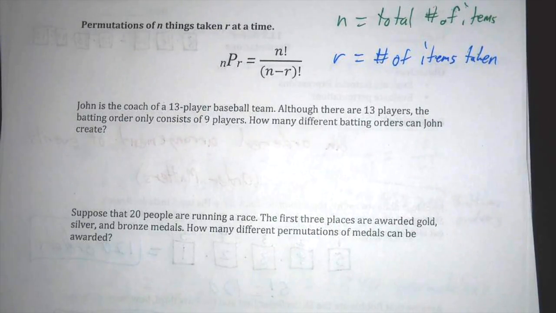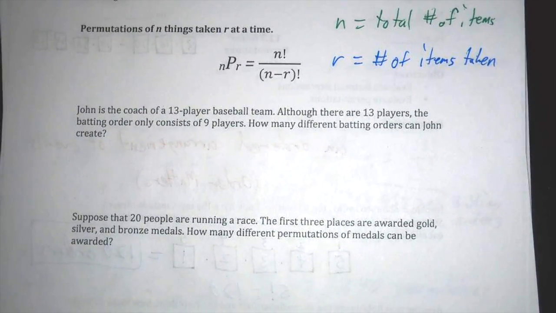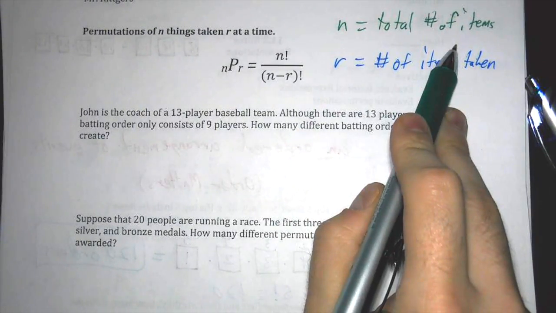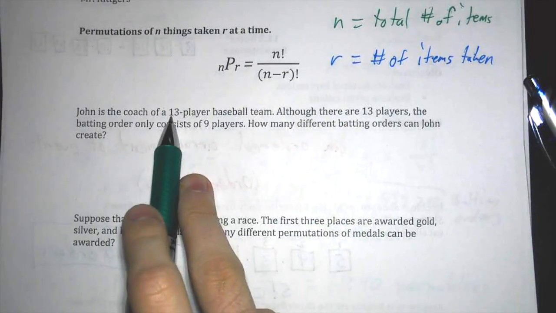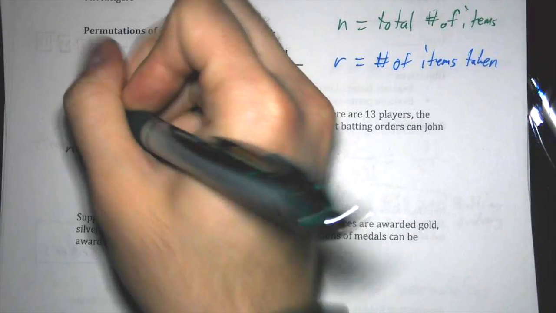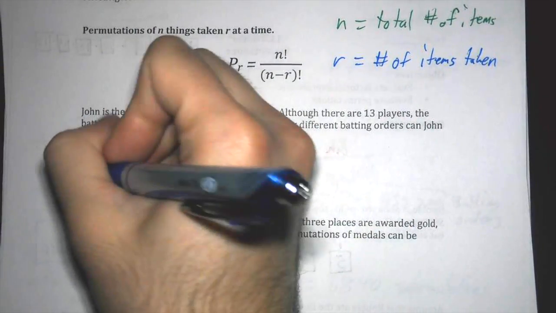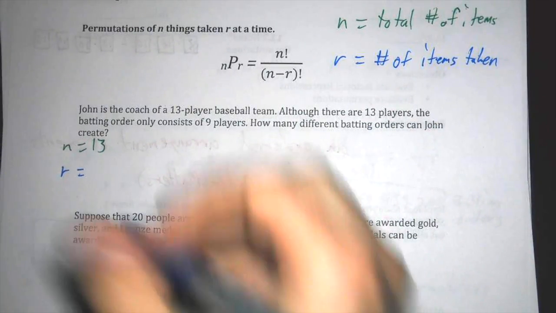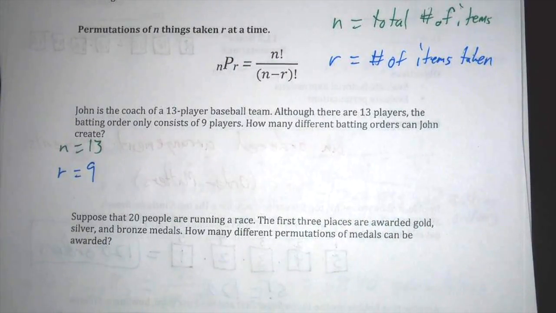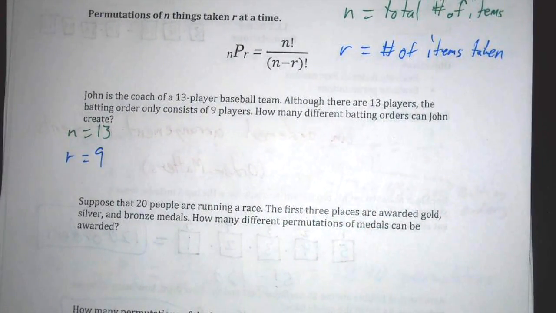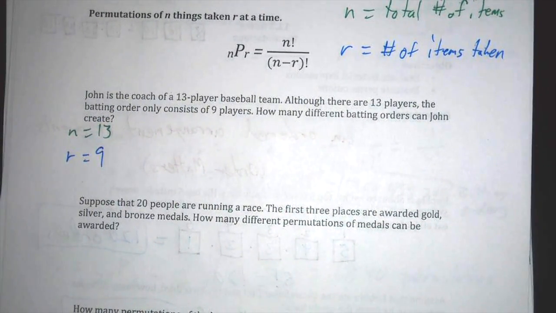So I want to get this done before lunch, so we're going to fly through this piece. Identifying the pieces that we need: what our n is. For this, n is the total number of items, so our total number that we're choosing from is 13. We need to know how many items we're taking out of this 13. That's going to be our r. So what is our r for this? 9. It is 9. So we have to choose 9 people from the 13 that we have on the team. And it says, how many different batting orders can John create?